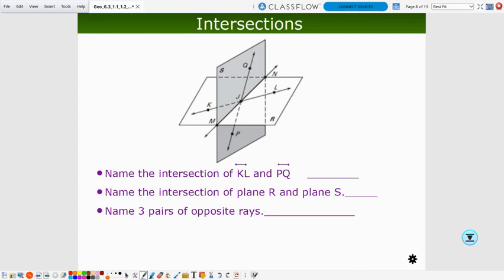Name the intersection of line KL and PQ. K to L, here's KL, and then we have PQ. They're lines, so they must intersect at a point, and where I can see that point of intersection is right there at point J.